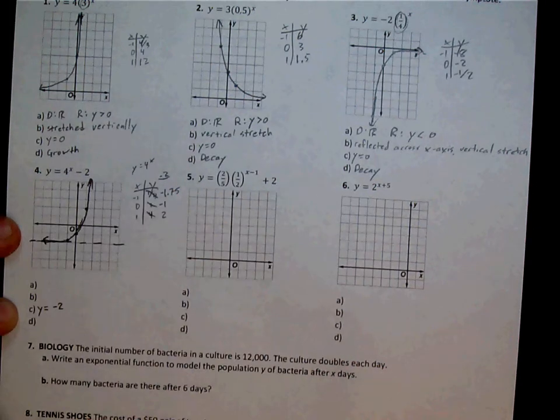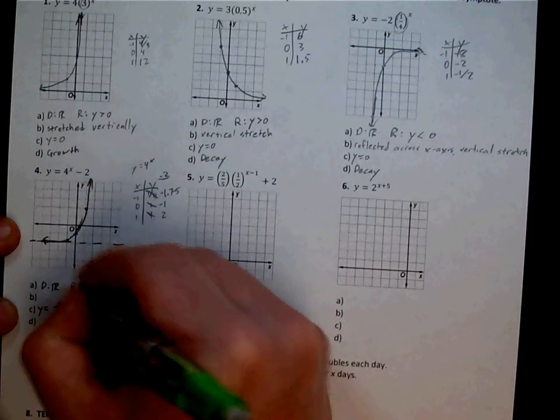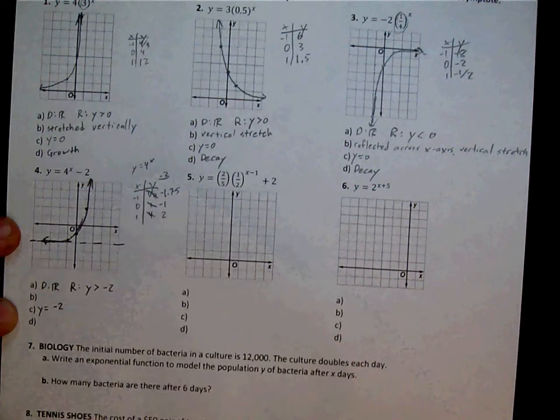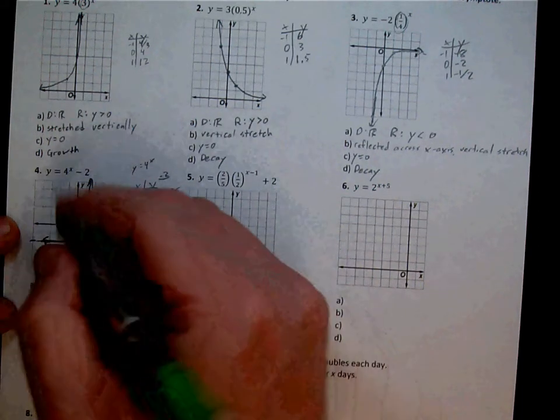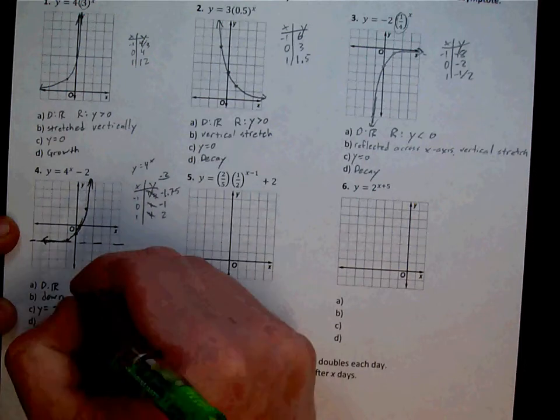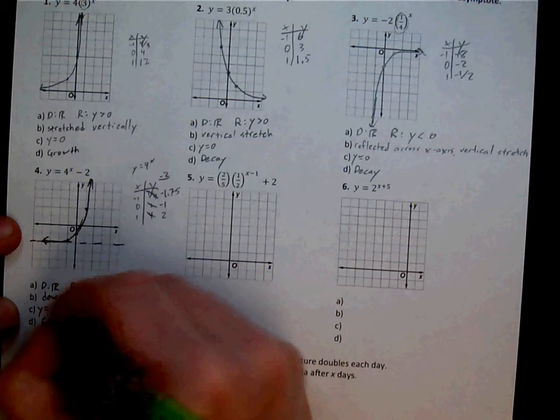All right, and domain, all reals. Range, we're above, but it got shifted down to -2. We're above -2. This one went down 2. That's the only transformation. It is growth.